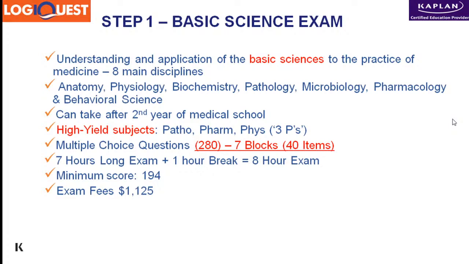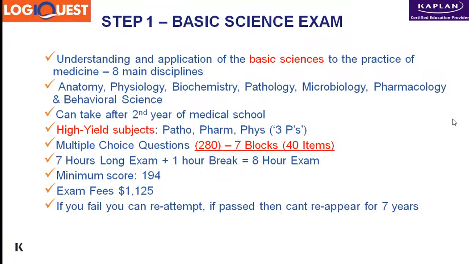Exam fee for step 1 is $1,125, which is roughly around 77 to 80,000 rupees, or maybe more. So yeah, 80,000. Now that is 75 rupees. Yeah, 85,000 rupees. So it's an expensive exam. We cannot just give random shots to it. We have to ensure that we are well prepared, and only then we appear for the USMLE exam.